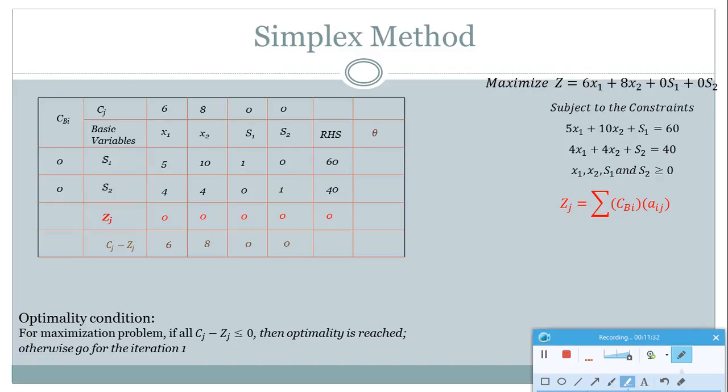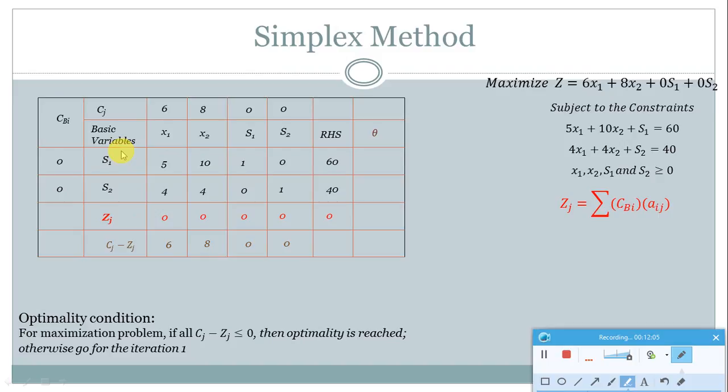So for the given LPP, the values of Cj minus Zj are 6, 8, 0, 0. So that means all Cj minus Zj are not less than or equal to 0, so we need to go for iteration 1. In iteration 1, a new variable is entered into the basis out of S1 and S2. So out of S1 and S2, one has to leave the basis.